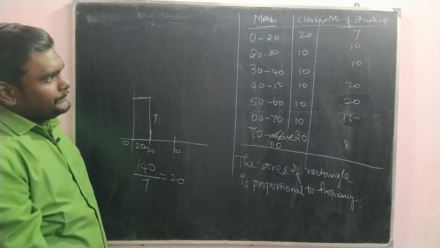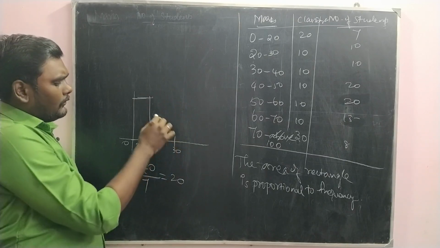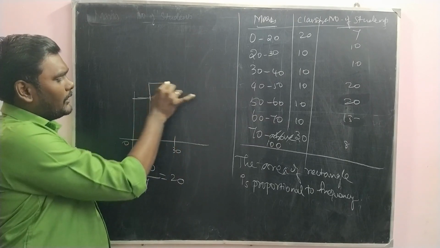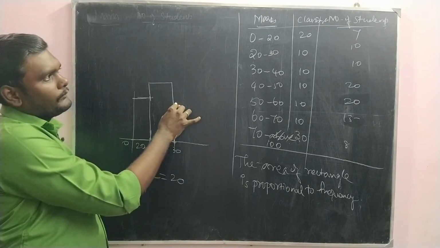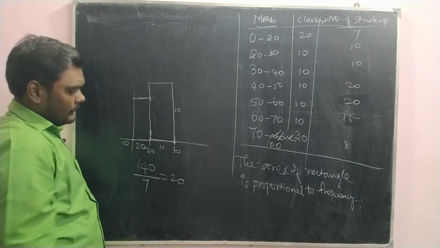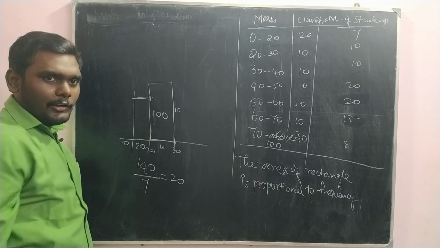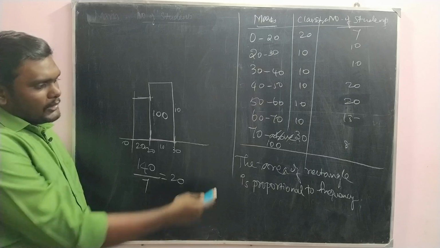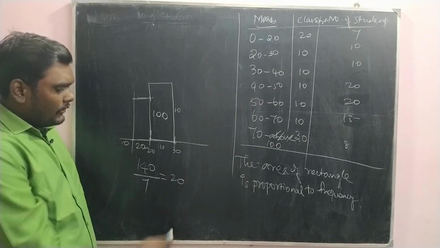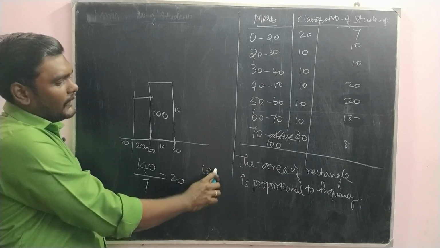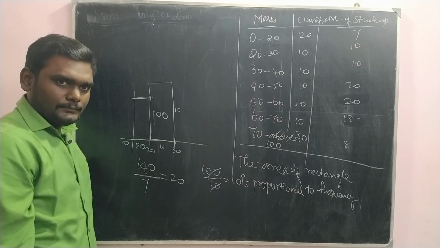Look at the next one. 20 to 30 has 10. So 20 to 30 has 10, which is somewhat higher. Here this breadth is 10 units and the height is also 10. So the area of this rectangle is 100 units. Now take the proportion of the area of the rectangle to the frequency. When you take the area of the rectangle with the frequency, it is 100 by the frequency 10. What we got here is 10.